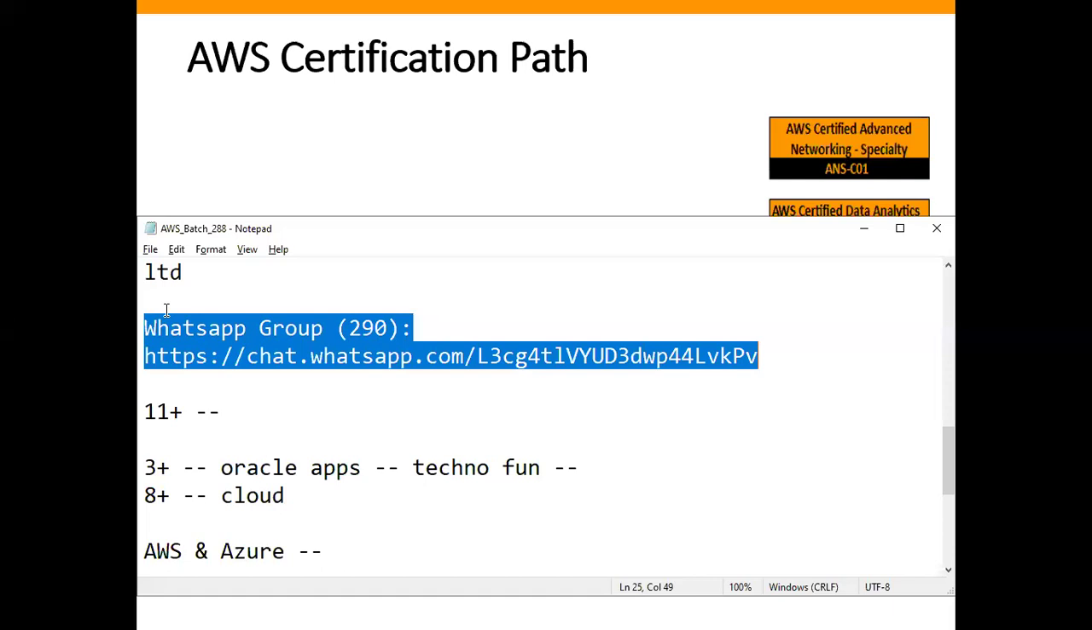In the WhatsApp group, we are not adding anyone. So if you try to join the WhatsApp group, it will show as pending approval, and no one is going to approve it. But yes, whatever updates you need, you will get those updates in the community.